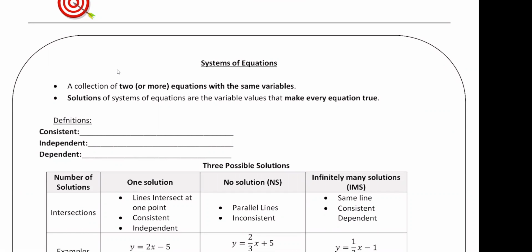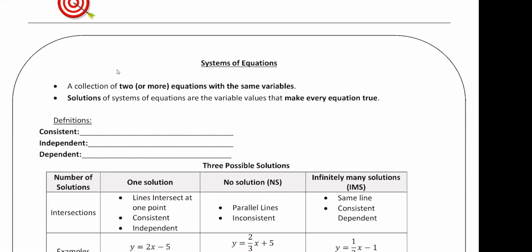ways to classify systems of equations, because really why we start with graphing is just so you can get a visual picture in your head. So when you're solving systems of equations, you can see what's happening if you were to graph those two lines. A system of equations, just to recall, is a collection of two or more equations with the same variables. Solutions of the equations are the variable values that make every equation true. And when we look at it graphically, it's really going to be where they overlap or where they cross.